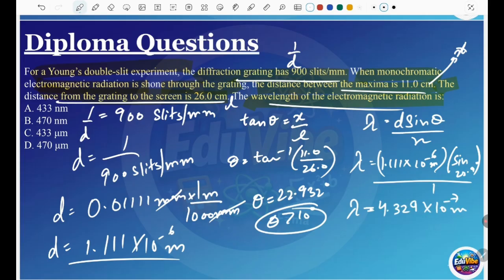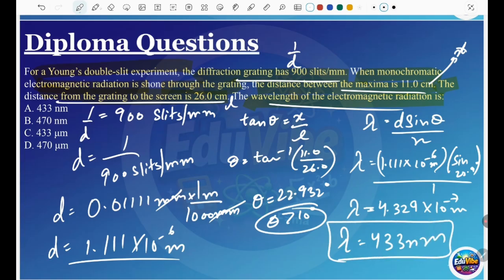Have to convert this from meters into nanometers. So convert this: multiply by, or divide by, 10 raised to power minus 9, and when you divide this you get about 433 nanometers. So you get 433 nanometers, which is that option A. Not the micrometers, this is the nanometer. So they may confuse you with the options they given us. So that's all you have to do.